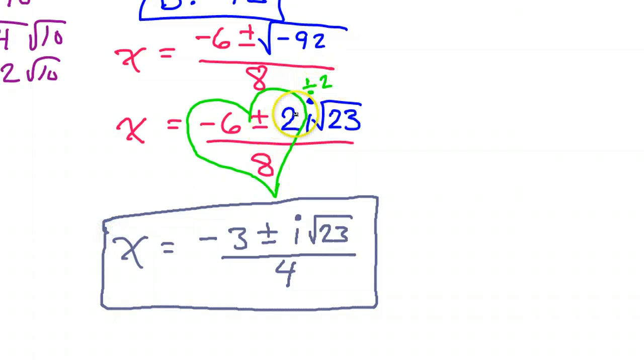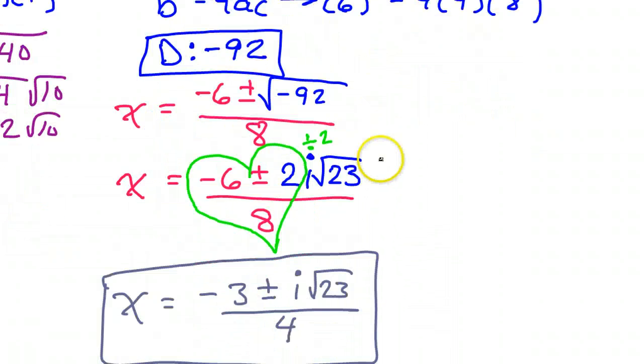2 divided by 2 was 1. Don't put the 1. That's it. And that was the last problem of the lesson.